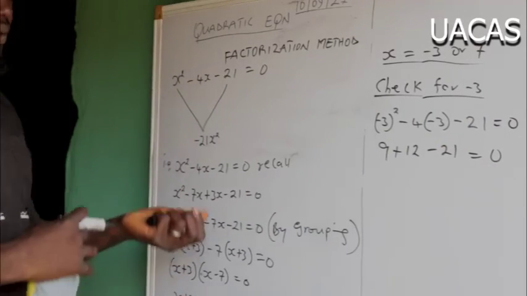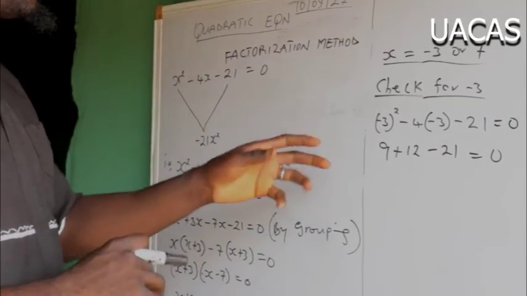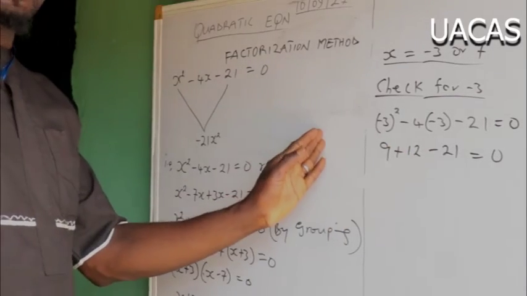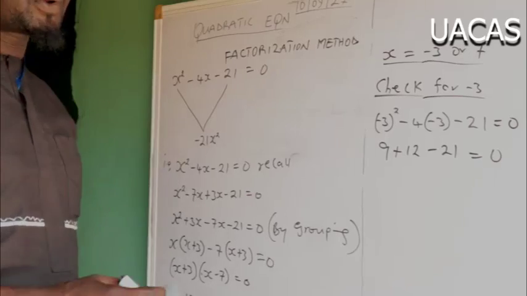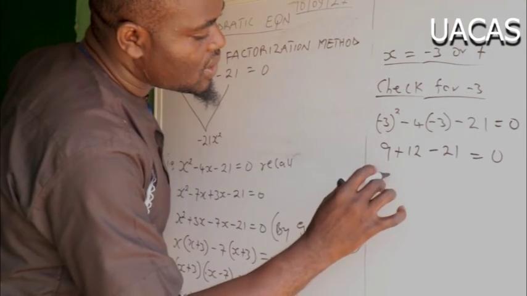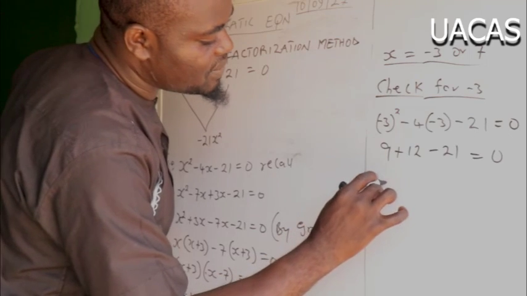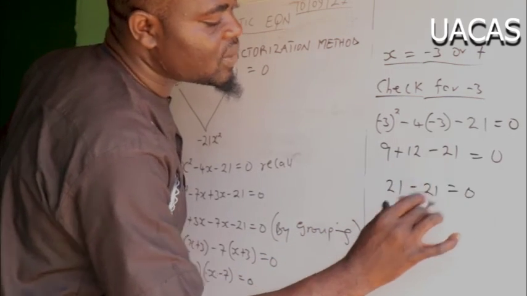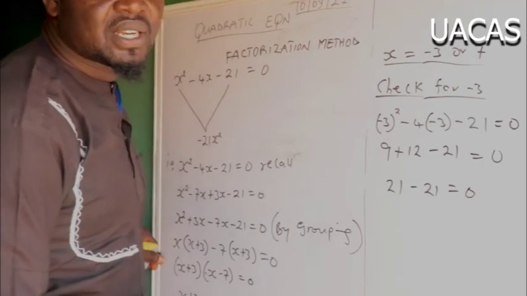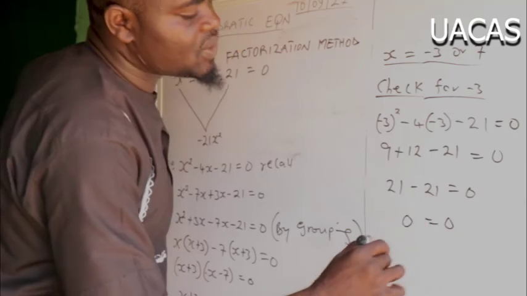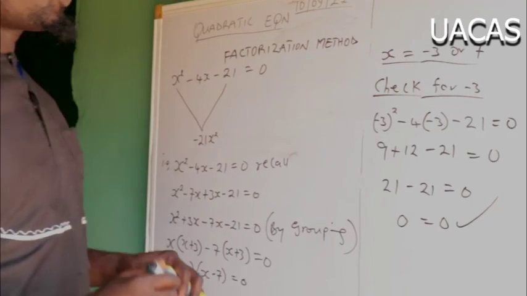And for your solution to be correct, the root, if substituted, must give you the left hand side 0 and the right hand side 0. So this is the same thing as what? Plus 9 plus 12 is the same thing as 21. Minus 21 equals 0. So minus 21 minus 21 is the same thing as 0. So both sides, 0 equals 0. So the answer is what? Correct.